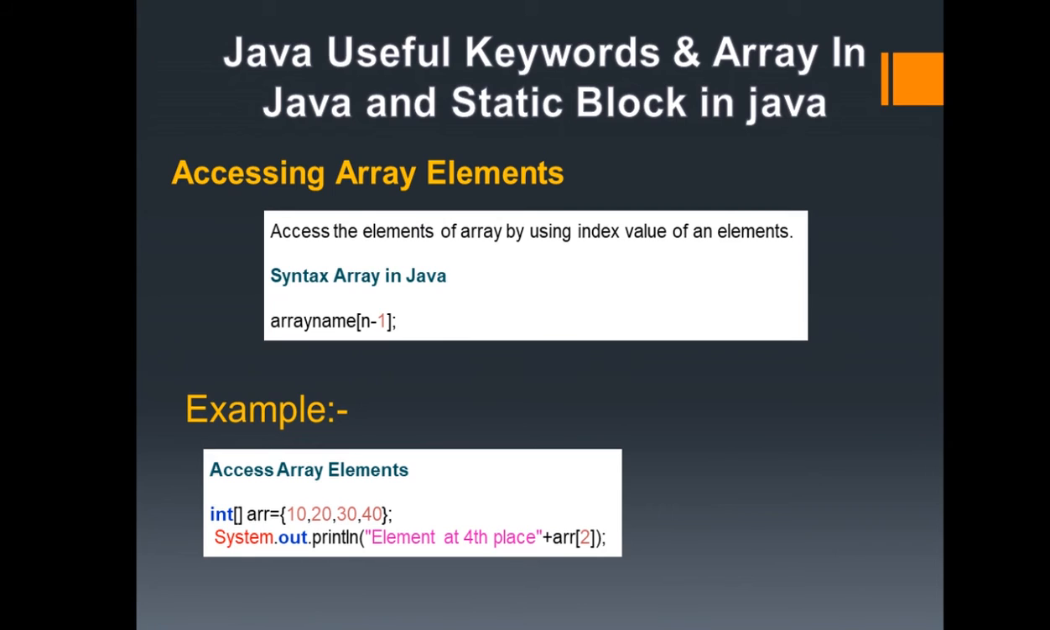Accessing array elements. Access the element of an array by using the index value of the element. Syntax: arrayName[index], where the index is position minus 1. Example: int[] array = {10, 20, 30, 40}; System.out.println("Element of 2nd place" + array[1]), the value is 20.